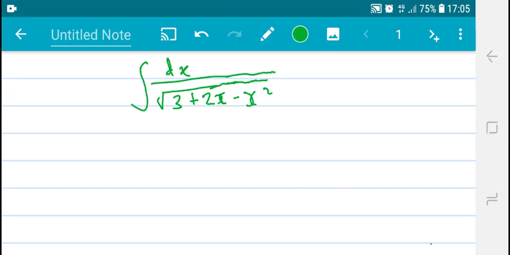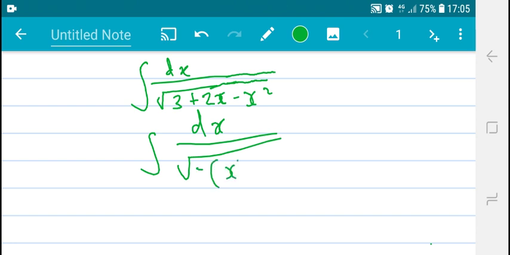Okay, so we have to evaluate this integral. Now, in order to accomplish this, first of all, it's a good idea to try to simplify the expression in the square root sign, and then see where we could go from there. So basically, we just go dx, square root of, let's take out the -1 and rearrange the terms as follows. So it's x squared minus 2x minus 3.